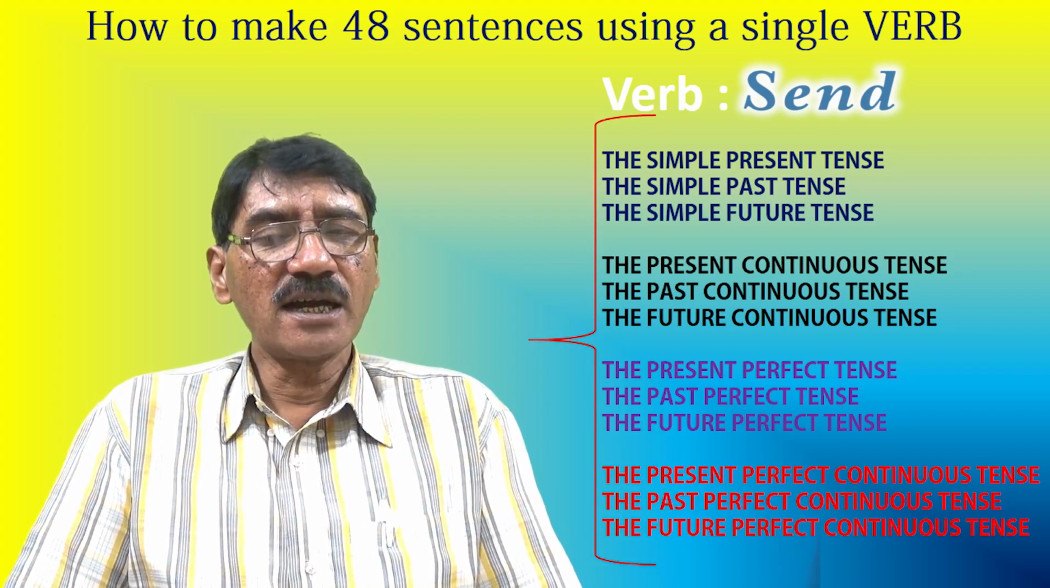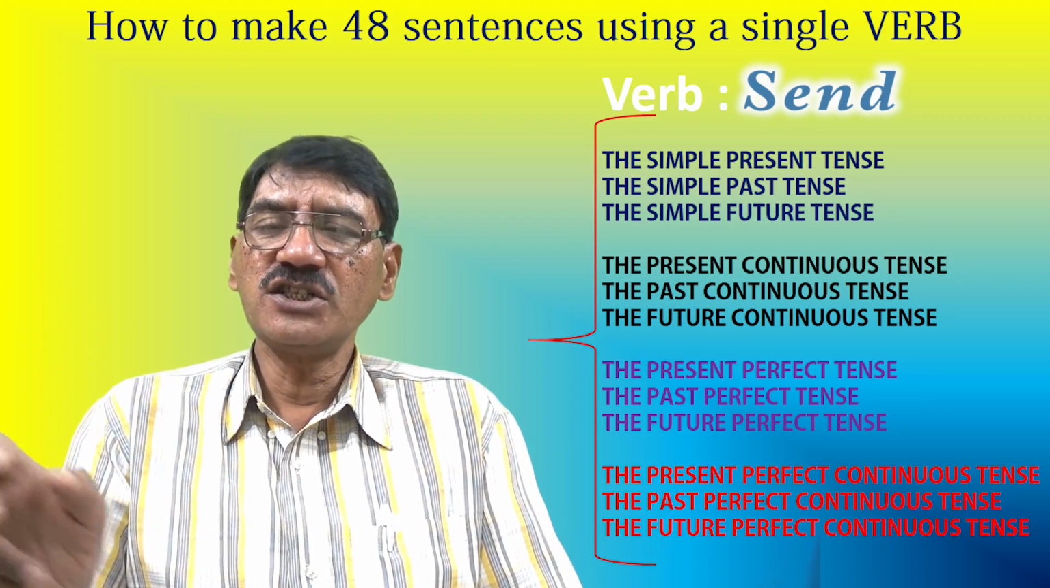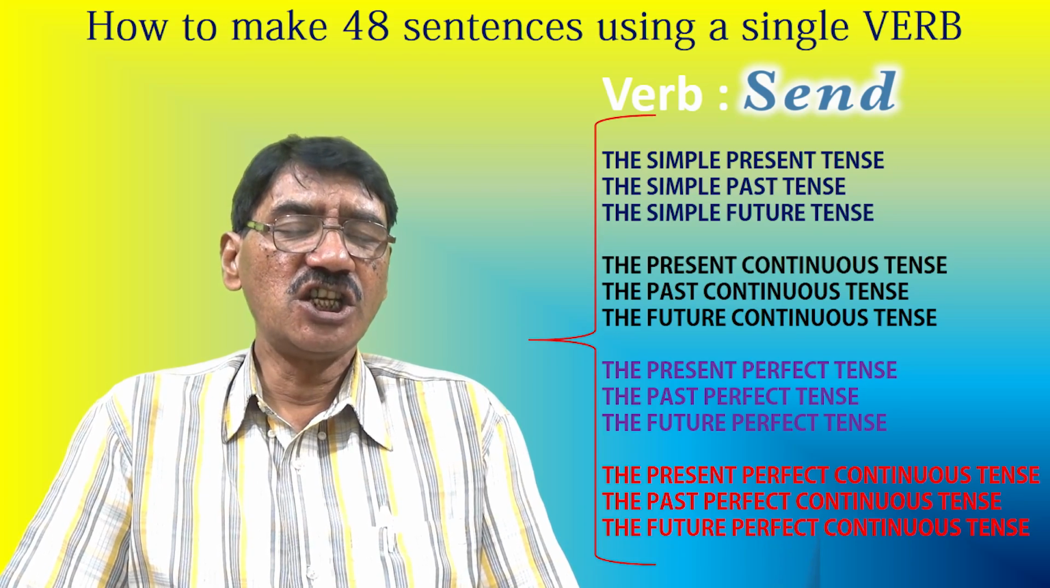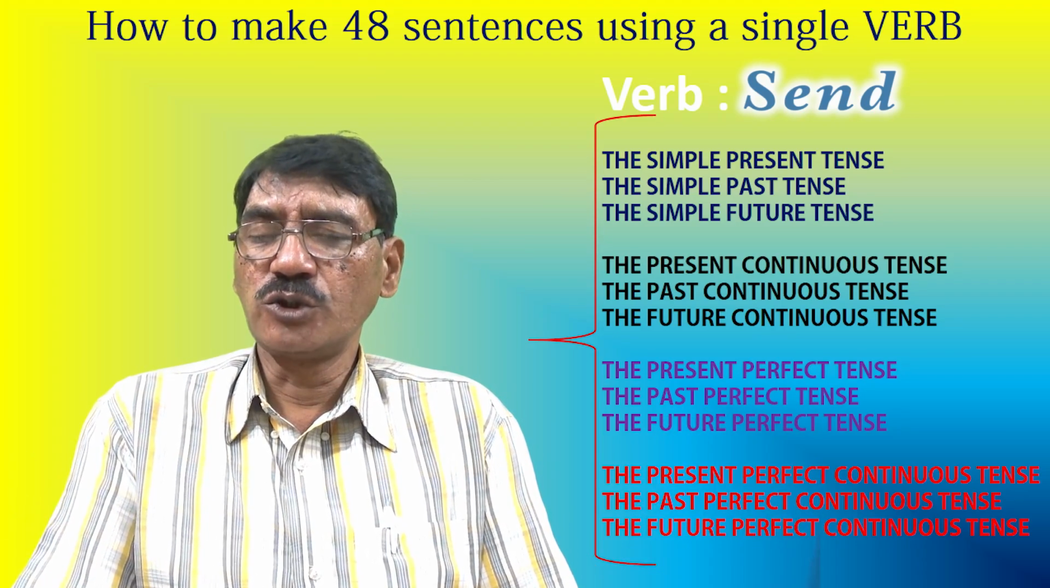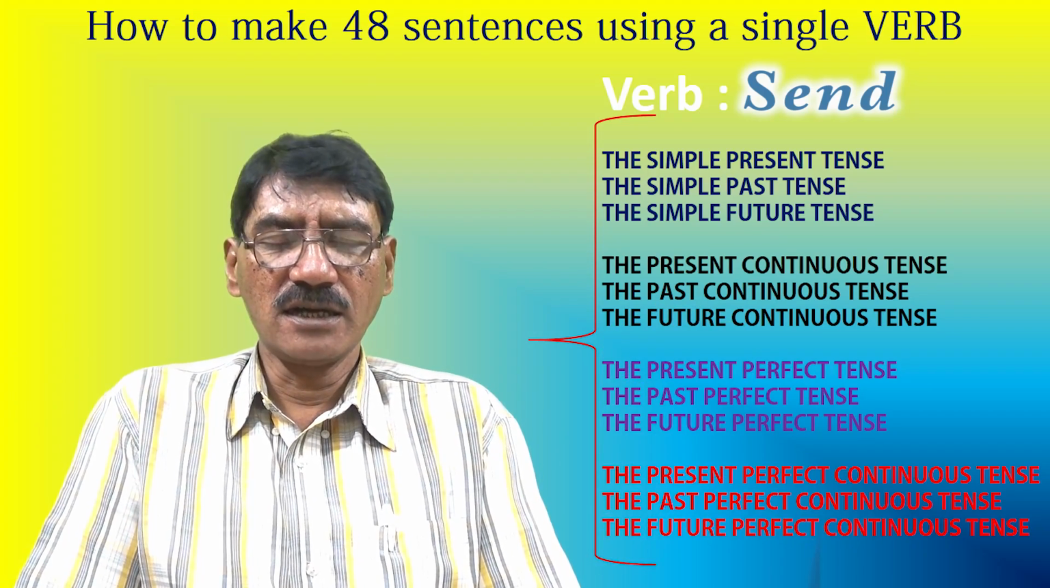She was sending cards. She wasn't sending cards. Was she sending cards? Wasn't she sending cards? She will be sending cards. She won't be sending cards. Will she be sending cards? Won't she be sending cards?